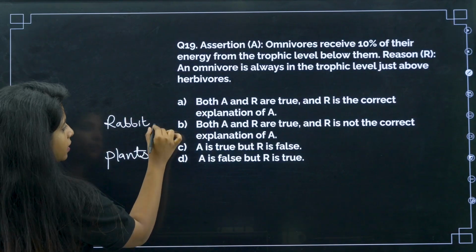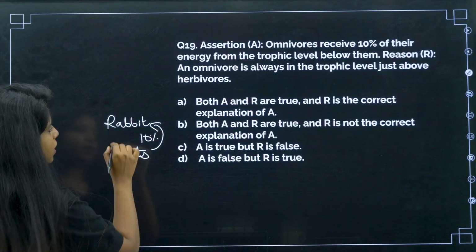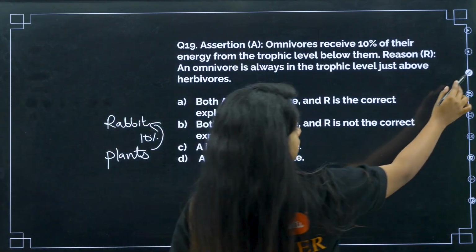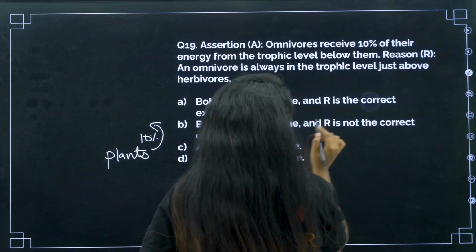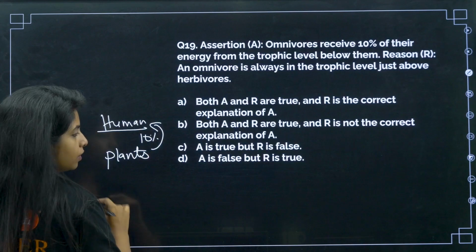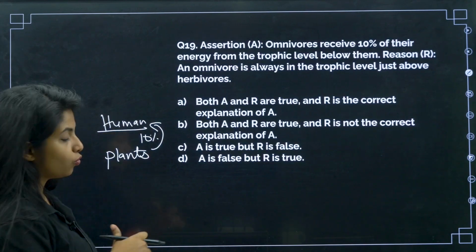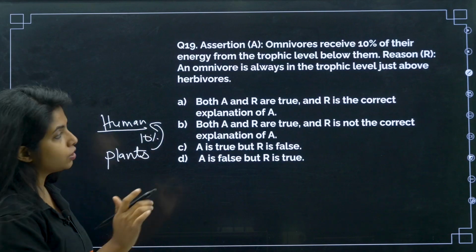Okay. So, this particular rabbit is just going to receive 10% of the energy. Now suppose it's a human over here. Human beings are omnivores. We can eat plants as well as animals. So, if I am eating plant, I am just going to receive 10% of the energy. So, this is true. Assertion is true.